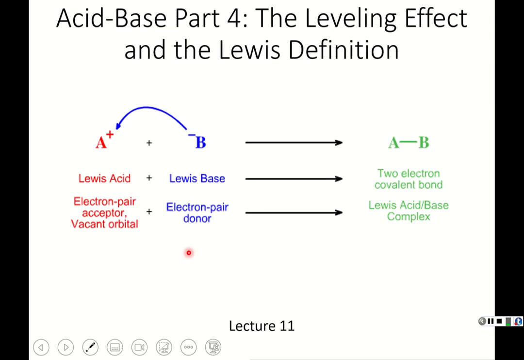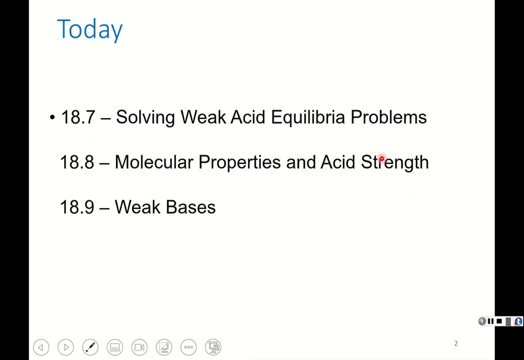Okay. And the title slide kind of details the Lewis definition. And the Lewis definition is based on electron sharing. So a Lewis base is something that donates an electron pair, and a Lewis acid is something that accepts an electron pair. And in this definition, you make an acid-base complex. So this material is coming from sections 7, 8, and 9 in the book.